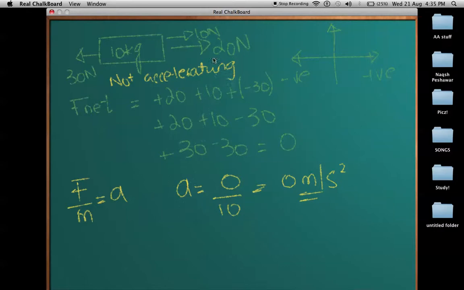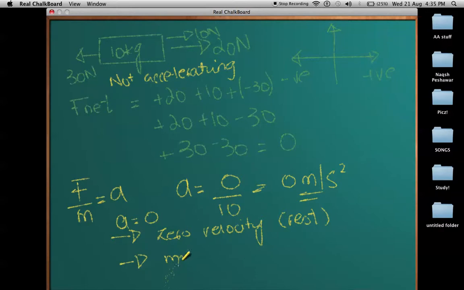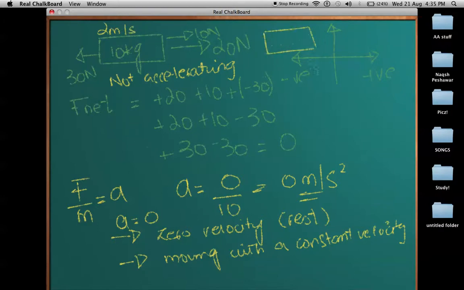So whenever we have a case of zero acceleration, either the box is at 0 velocity or at rest, or the object is moving with a constant velocity. So if its velocity is 2 meters per second here, its velocity would be the same here.